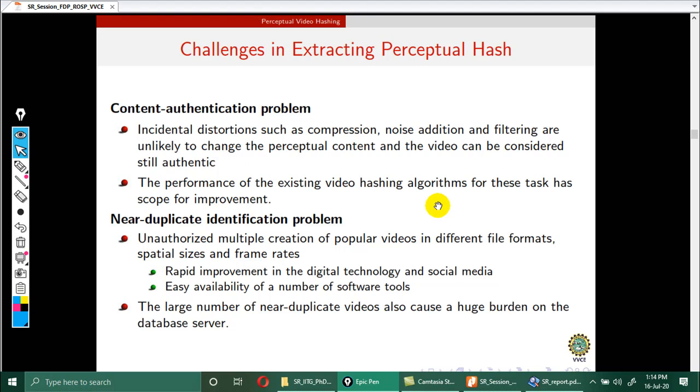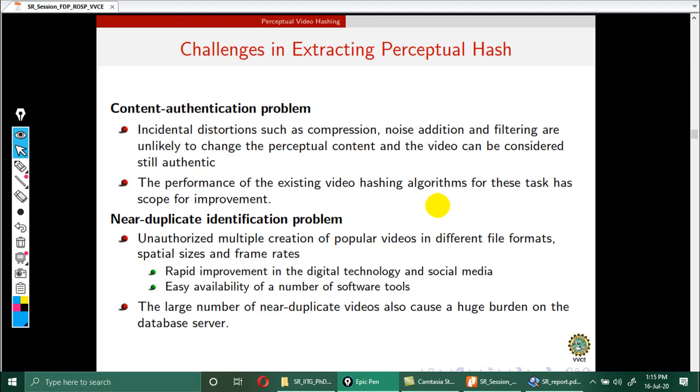The other one is the near duplicate identification problem. Now see, compression, yes, and the original, yes, because it's required, it's a part of a process. But here, the near duplicate identification problem arises because of unauthorized multiple creation of popular videos in different file formats, spatial sizes, and frame rates. We have already discussed that because of the improvement in technology and easy availability of tools, it has become easy to modify a video and upload it again. So the number of near duplicates has increased enormously, and it causes a huge burden.